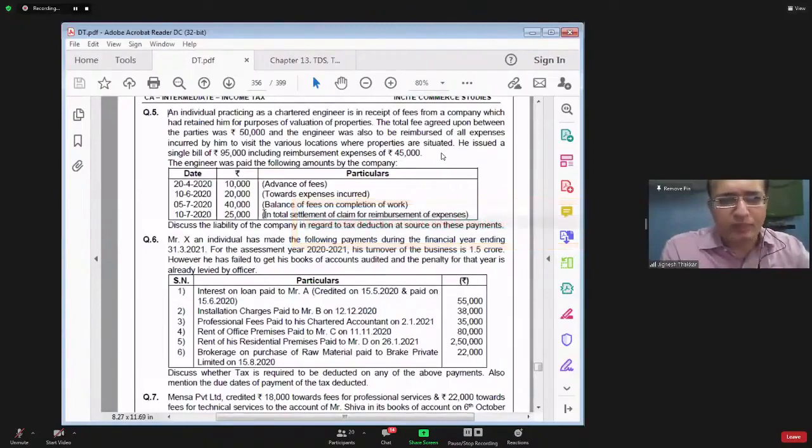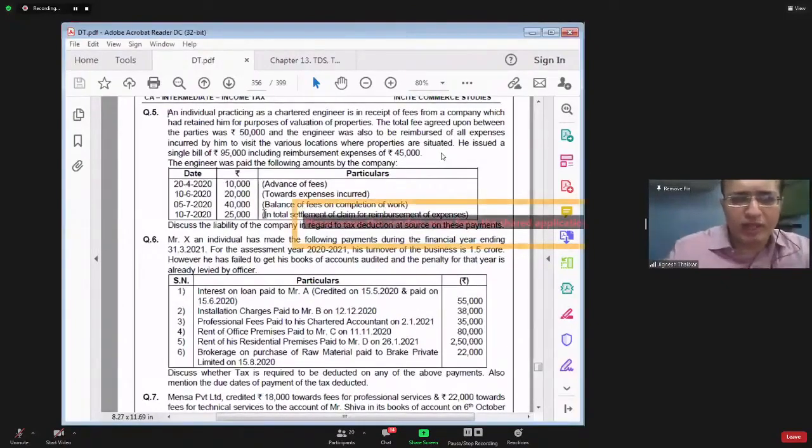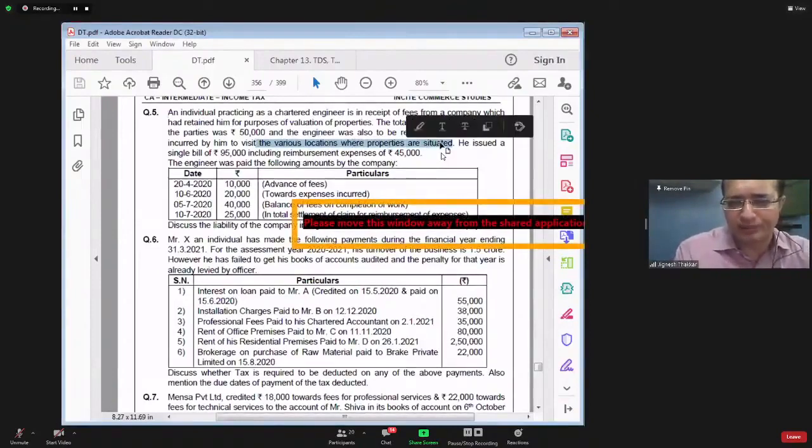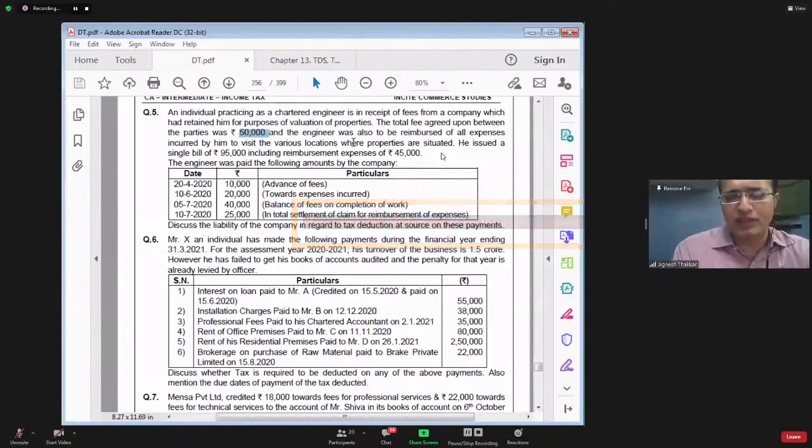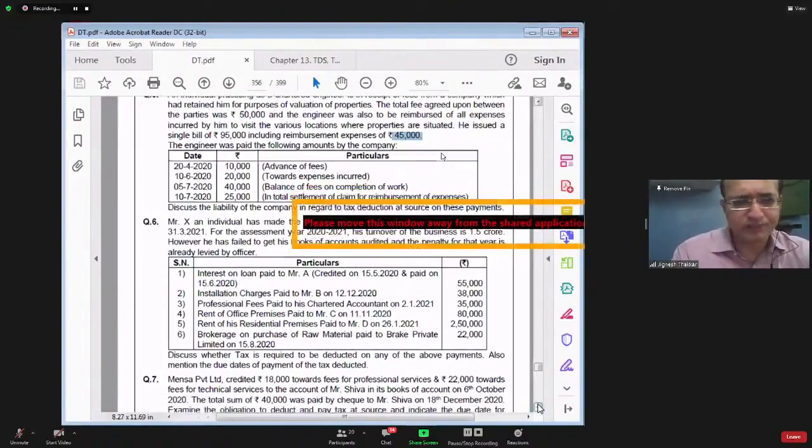The total fees agreed upon between the parties was 50,000, and the engineer was also to be reimbursed of all the expenses incurred by him to visit the various locations where the properties are situated. So the individual is appointed for the purpose of doing the work relating to valuation of properties. The fees is fixed at 50,000 rupees, plus he will be reimbursed all the expenses which he might be incurring for visiting the locations where the property is situated. So he has incurred an expenditure of 45,000. This 45,000 will be reimbursed.